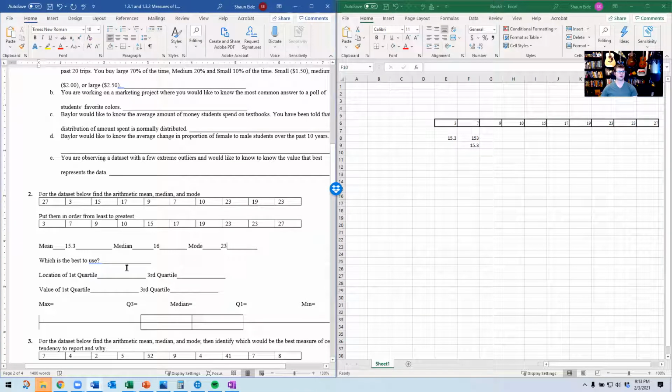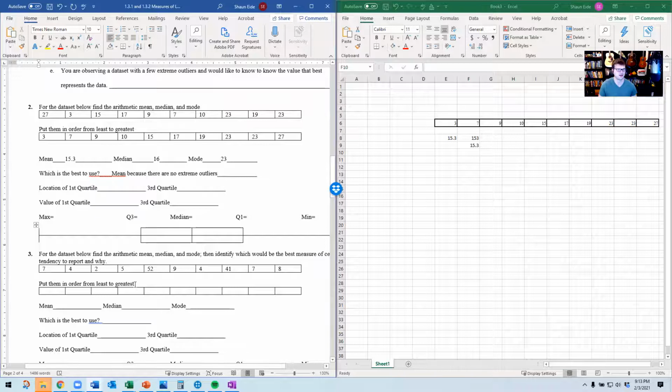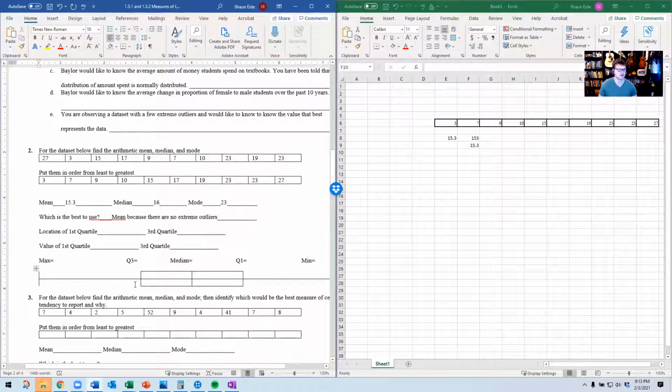So which one is the best to use? Should I use the mean, the median, or the mode? I'm going to say mean because there are no extreme outliers. Okay. Because I'm not asking what happens the most often. All that I'm asking is give me the best measure of central tendency.